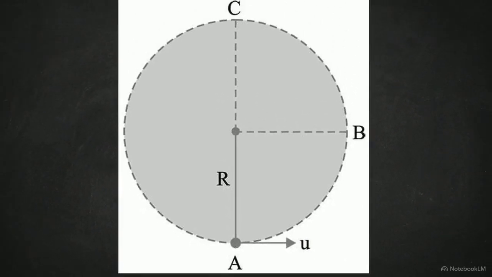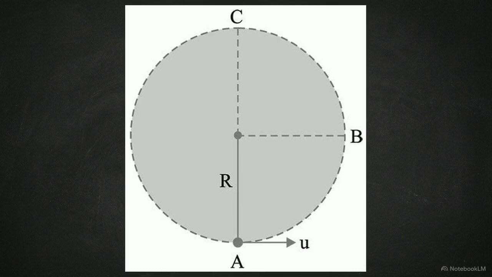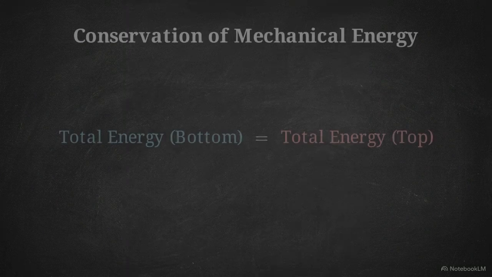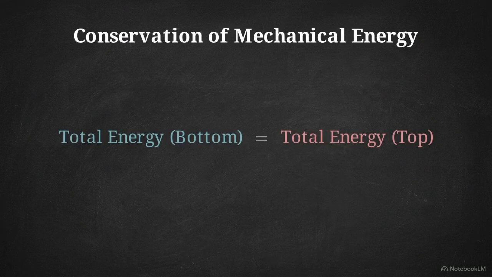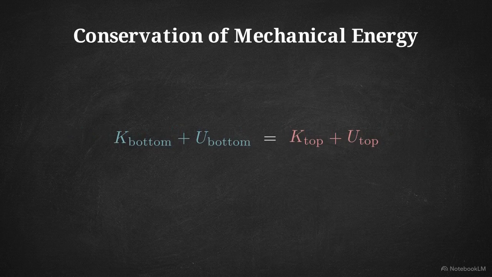We evaluate the path from the origin, point A, straight up to the apex, point C, marking a total vertical height change of 2r. Because mechanical energy is conserved, the total kinetic and potential energy at the bottom must exactly equal the total kinetic and potential energy at the top. We substitute our known variables.